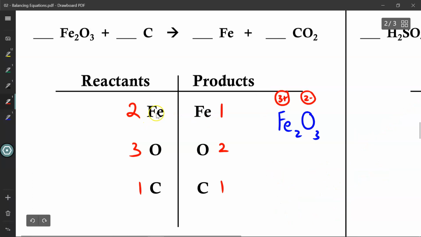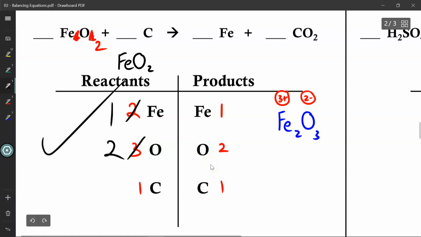Now watch what happens when a student messes up with the subscripts. Oh, this is not balanced. I should have 1 iron. So I'm going to scratch this out and just make it a 1 iron. I want only 2 oxygens, so I'm going to scratch this out and make this a 2. So now my equation is FeO2 and everything is balanced.